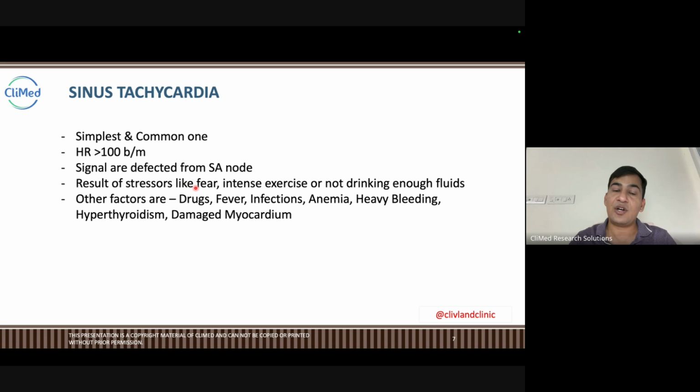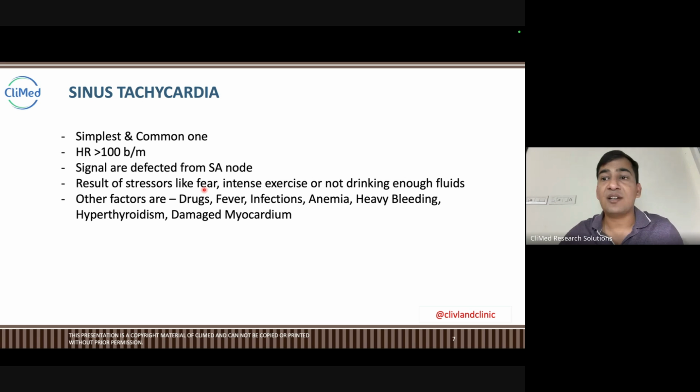Okay, in fear, your heart rate can go high, and it can go very high actually. Intense exercise, it can go high. Or not drinking enough fluids. You understand? Not drinking enough fluids. Dehydration can lead to sinus tachycardia.